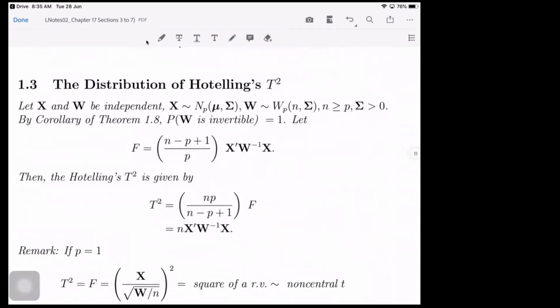Okay, so we start now here. This is where we end up. Section 1.3 is actually your 17.3.